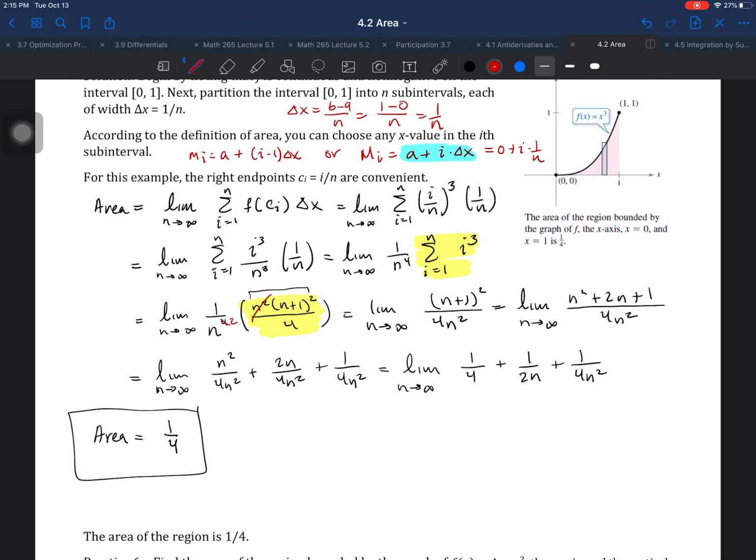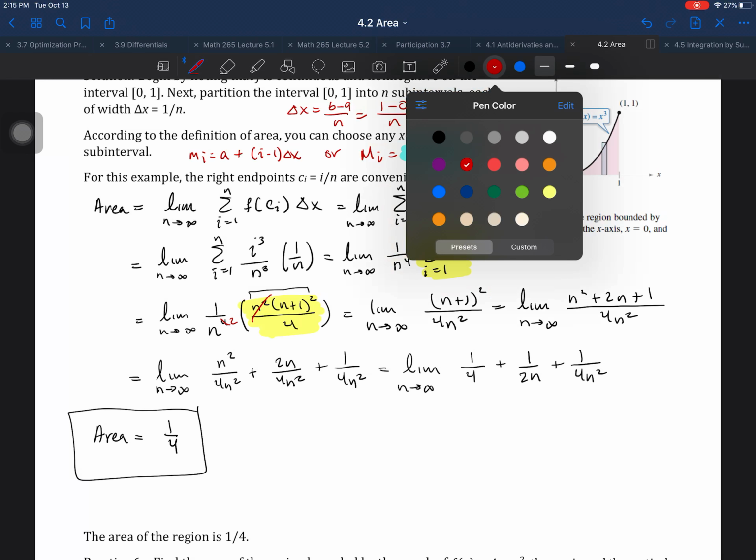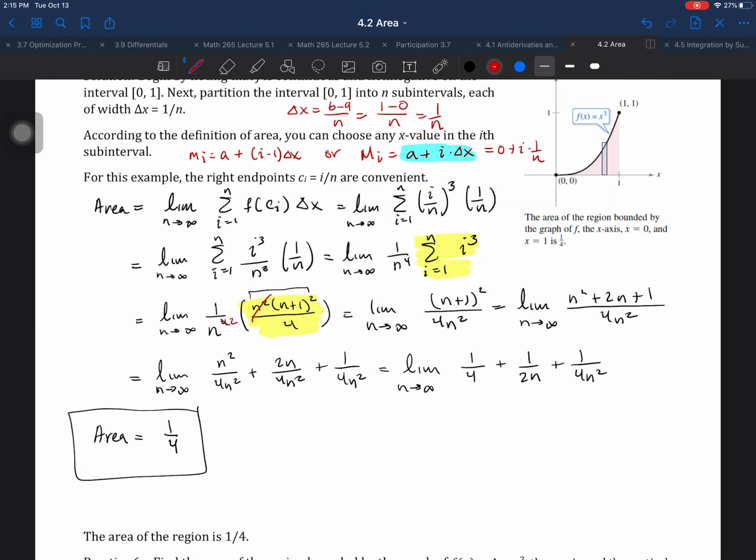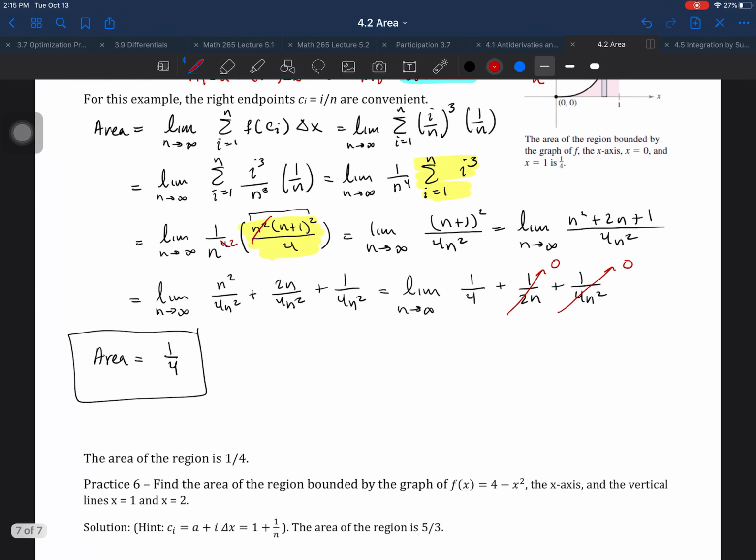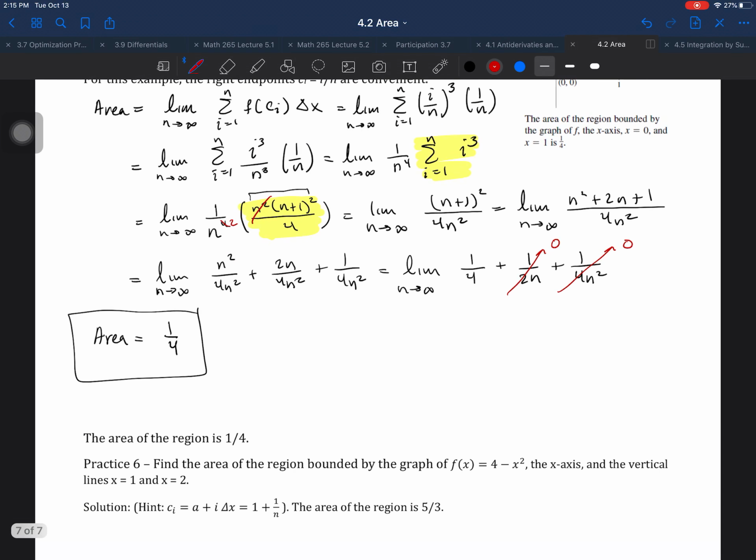So now we can apply the limit. As n goes to infinity, this goes to 0, and this goes to 0. So you're left with 1/4 plus 0, which is 1/4. So that gives us the area under the curve. All right, I hope that you guys find this helpful.